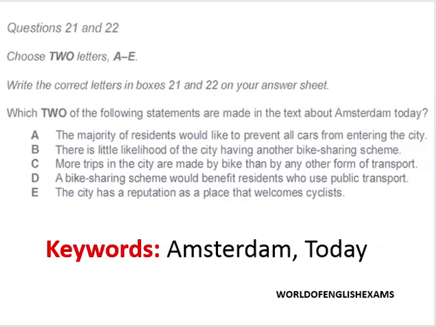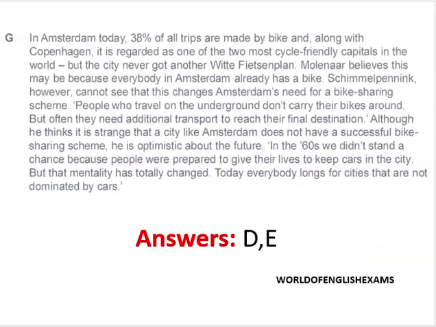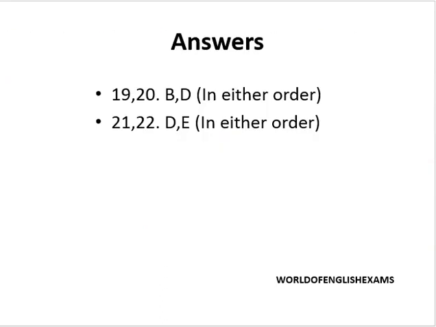A bike sharing scheme would benefit residents who use public transport. Yes, because they need some other form of transport to travel to their final destination. That's why D is the correct option. Then the city has a reputation as a place that welcomes cyclists. Yes, it is included among the two most cycle friendly cities. So option E is also the right option. So what are the two correct answers? D and E. So this is how you answer multiple choice questions. I hope you understood the technique, and hence you found it very easy. So this is the answer key, and as I told you, you can write this in either order.